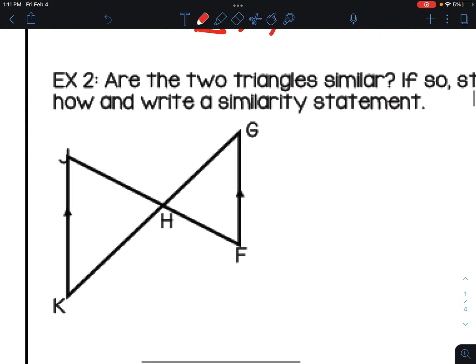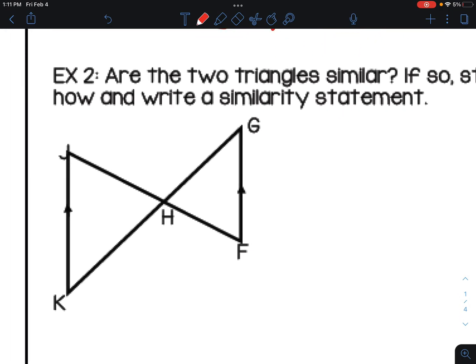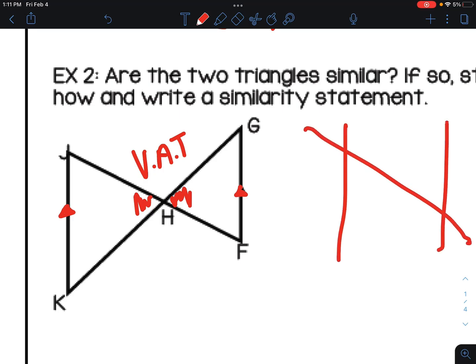This one's a little bit trickier. We do have vertical angles. So we have the vertical angle theorem we could use for vertical angles. And we also have parallel lines. So parallel lines cut by a transversal, alternate interior angles are congruent, right? Where do we have alternate interior angles on this diagram? Well, here are our parallel lines, and then we have our alternate interior angles.